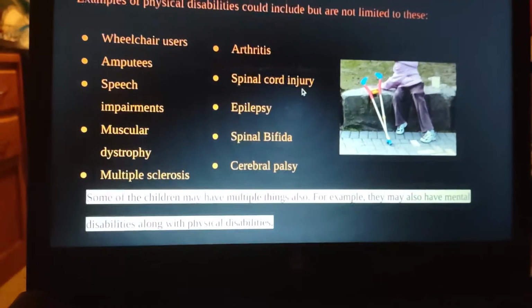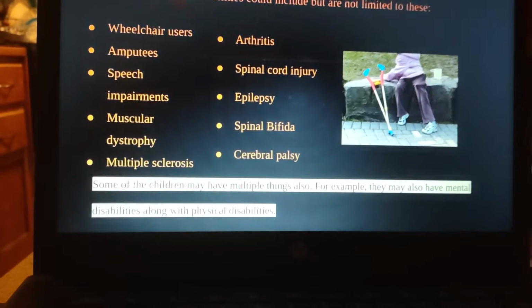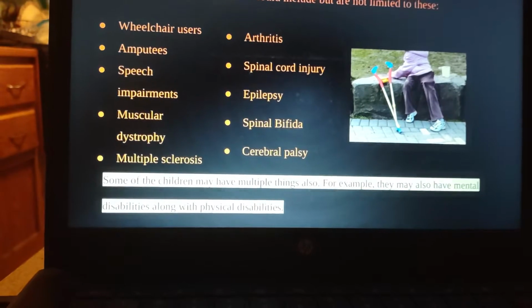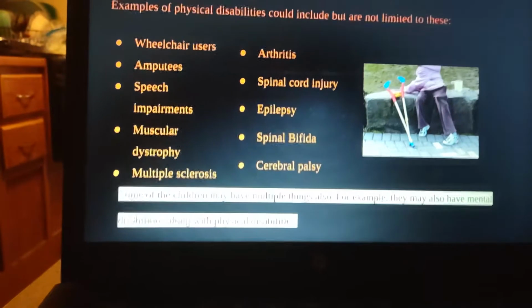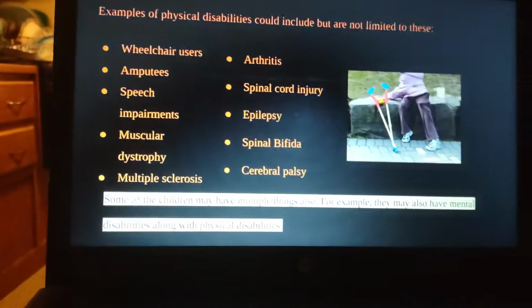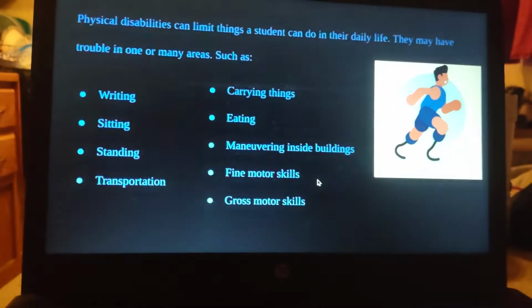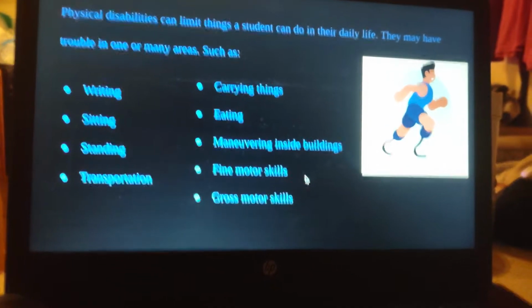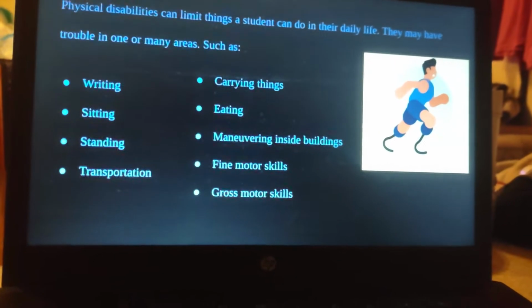Some examples of physical disabilities could include wheelchair users or amputees. Speech impairments can be physical disabilities, muscular dystrophy, and the list just goes on. These are just some; there's multiple others. With physical disabilities, there can be limits for each of these kids. It depends on what disability they have.